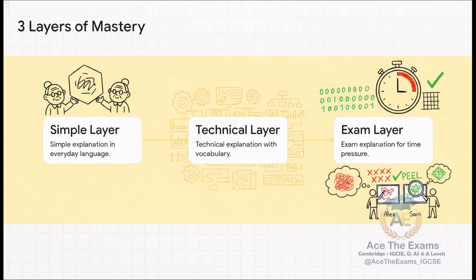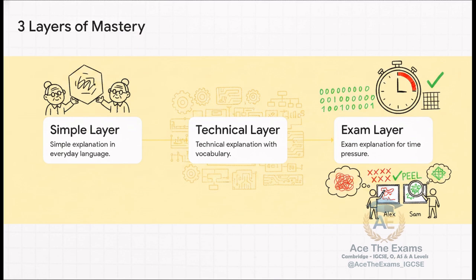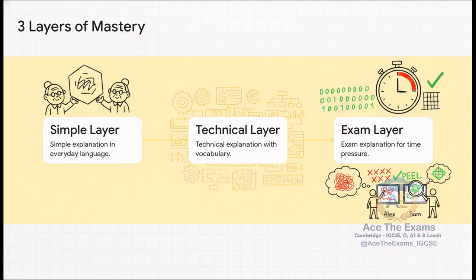Layer 2 is the technical explanation, where we introduce the correct subject vocabulary. Here you'd say, hexadecimal is a base 16 number system used as a human-friendly abstraction of binary data, where exactly 4 bits are represented by one hex digit. Now we're talking like computer scientists.